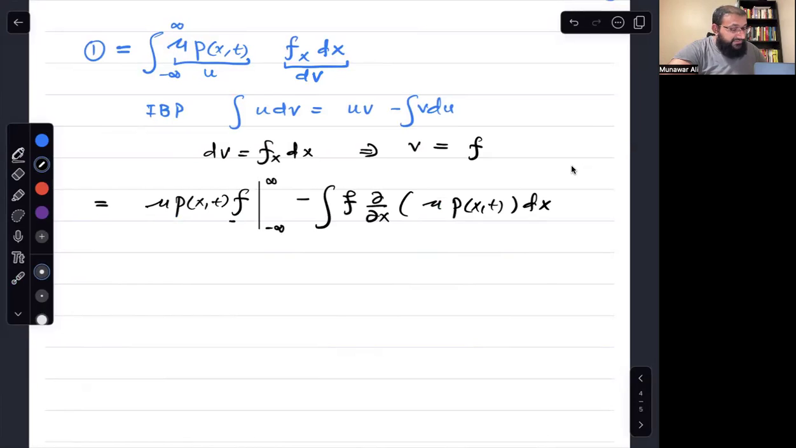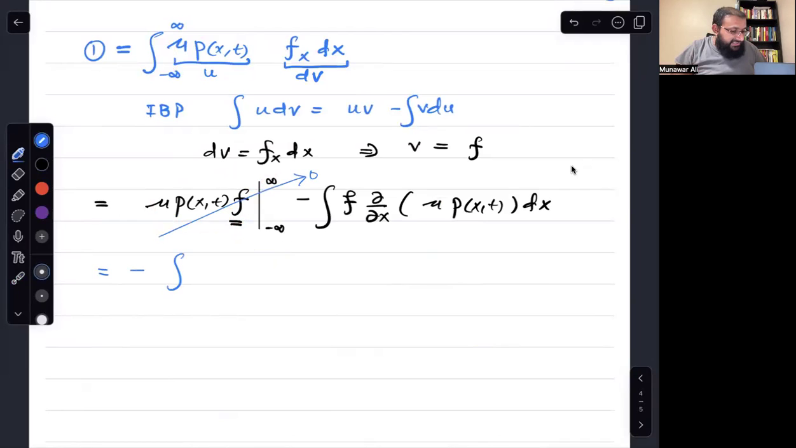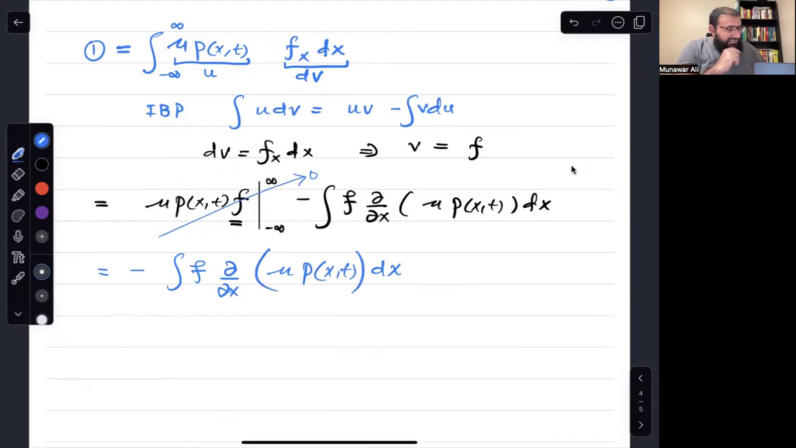Now I will only apply one assumption, that this f has a compact support. It means if you take x to infinity or minus infinity, this becomes 0. So if you apply this infinity limit here, this term becomes 0, and if you apply minus infinity here, this term becomes 0. This is my assumption, and there are many reasonings behind it. So this is 0. Then I have negative integral f times partial by partial x of mu p of x,t dx. So this is the first term.